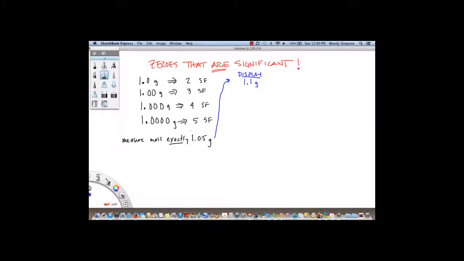Only when we put this mass on this balance will it read out the full 1.05 grams because it can read the full three significant figures. This mass on this balance would read 1.050 grams, and down here it would read 1.0500 grams. So this is where we see significant figures are very important. They're telling us about how many digits each instrument can read, which is the precision of the measuring instrument.